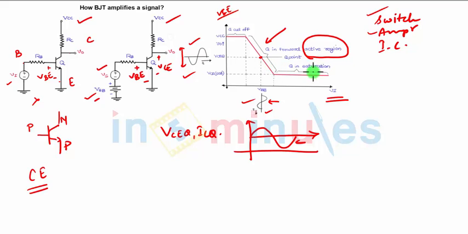What you see in the red color is the DC load line. This is your DC load line. So what you can tell, as your Q point is at the center of the DC load line, the transistor is operating as an amplifier. So whatever signal is applied to the input is amplified at the output. Hence in this fashion the transistor works as an amplifier.